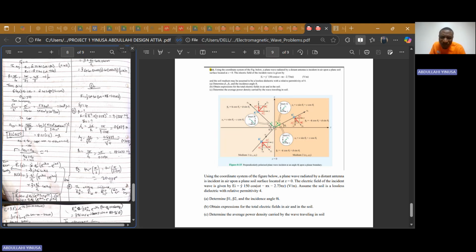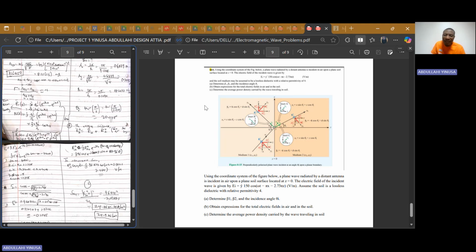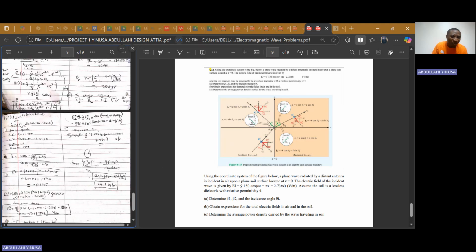The next one, they ask us to calculate the electric field in air. In air, which is in free space, we have two electric fields: the one that is incident and the one that reflects back. We are going to add the two together to get our total electric field. So that's in oblique, the incidence one, and then the reflected one, the one that goes back. So that was what we were able to get at this.